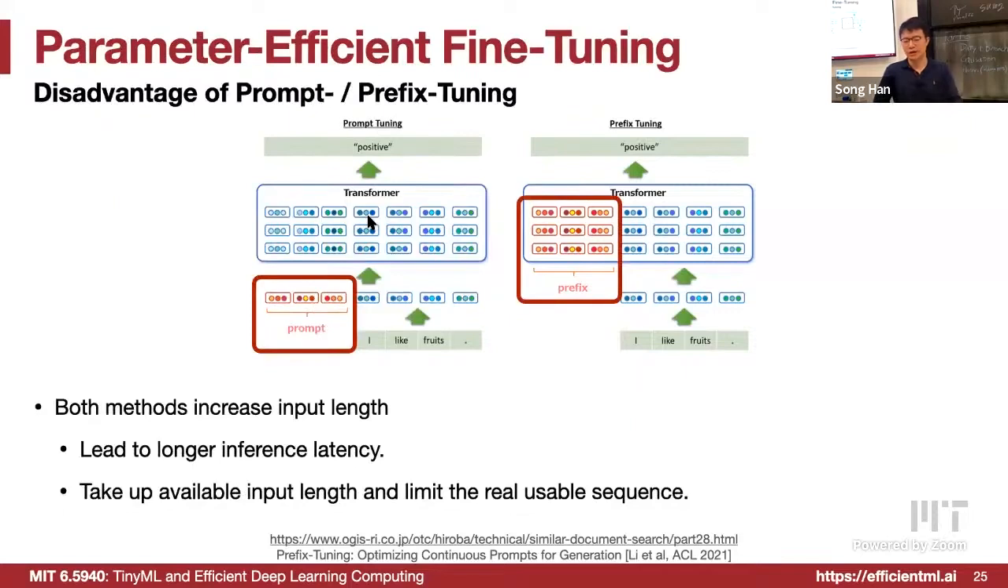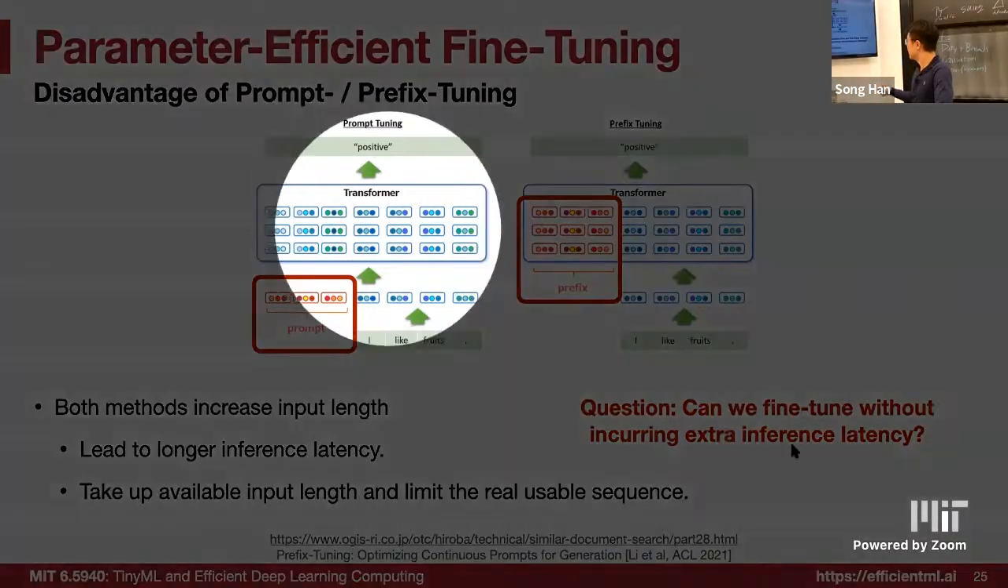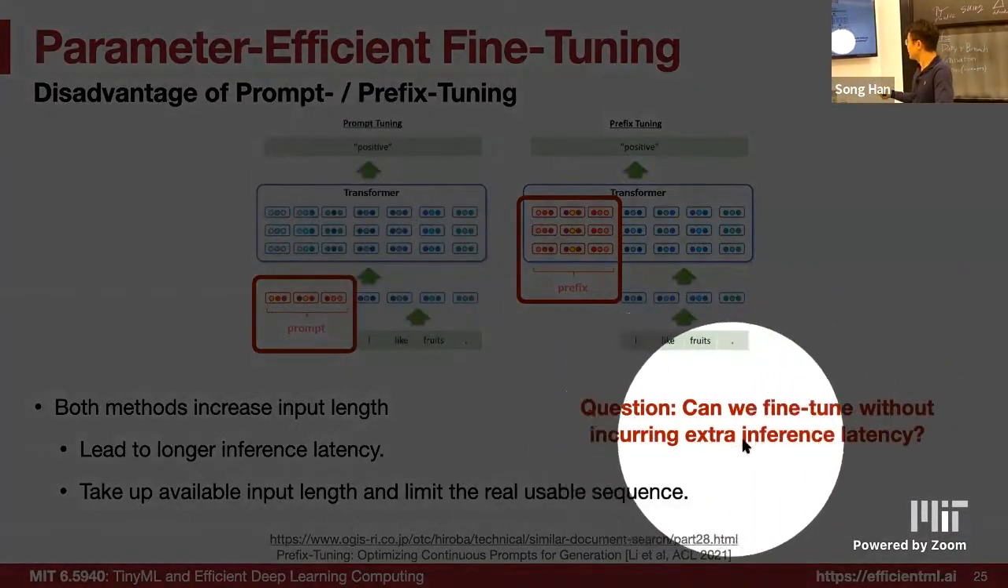But what is the catch here? What is the disadvantage of prompt and prefix tuning? So that increased the input length, okay, increased the KV cache, and also led to longer inference latency and a larger size of the KV cache. The KV cache is very valuable, and taking up the available input length will limit the actual usable input sequence length. So the next question would be, can we fine tune without introducing actual inference latency?